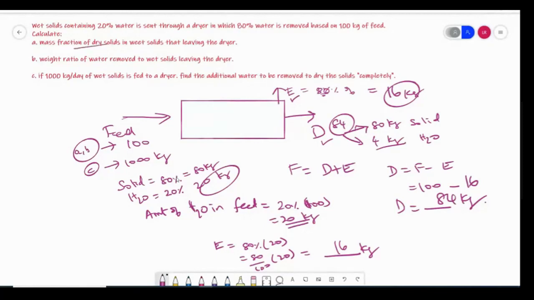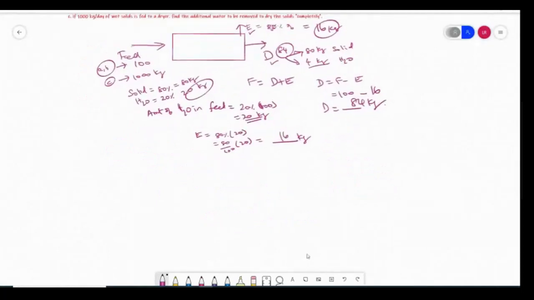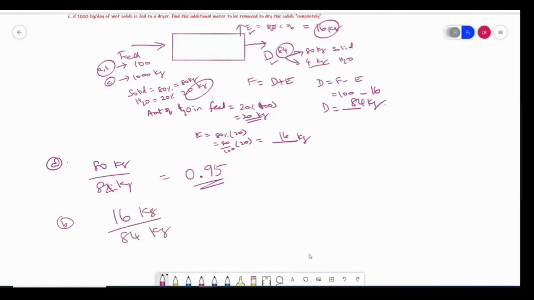Now try to answer the question. What is the mass fraction of dry solids in wet solids? 80 by 84. So that way you will get the answer for the first part also. The answer for A part is 80 kg divided by 84 kg, which is 0.95. This is the answer for A case. Similarly, the B part answer is 16 kg divided by 84 kg. If it is asked in percentage, we should multiply by 100 and say 95%.